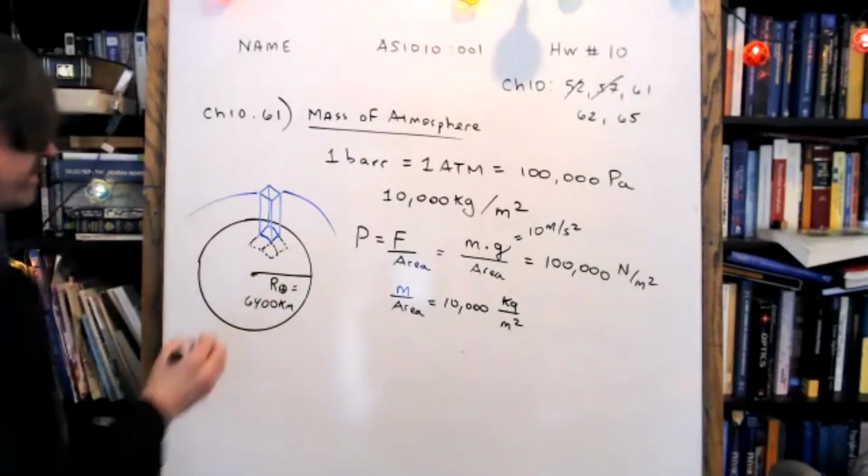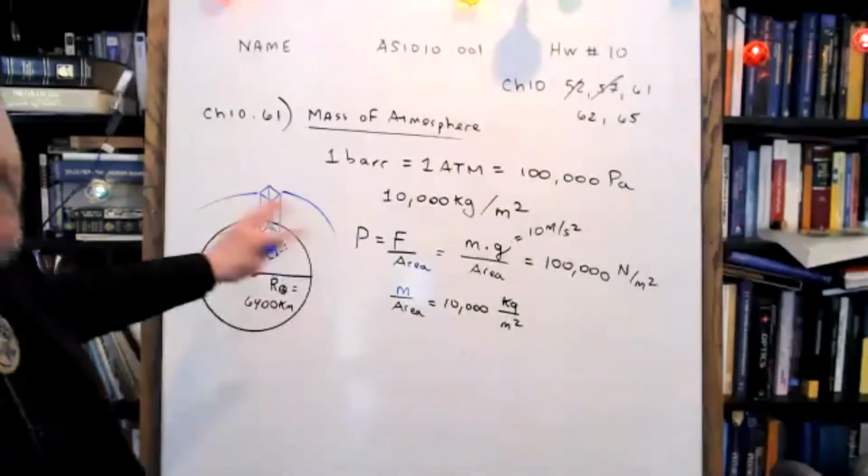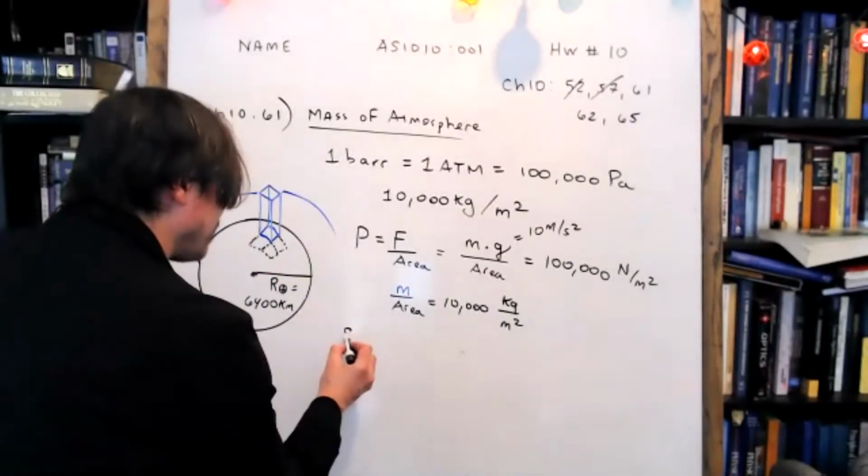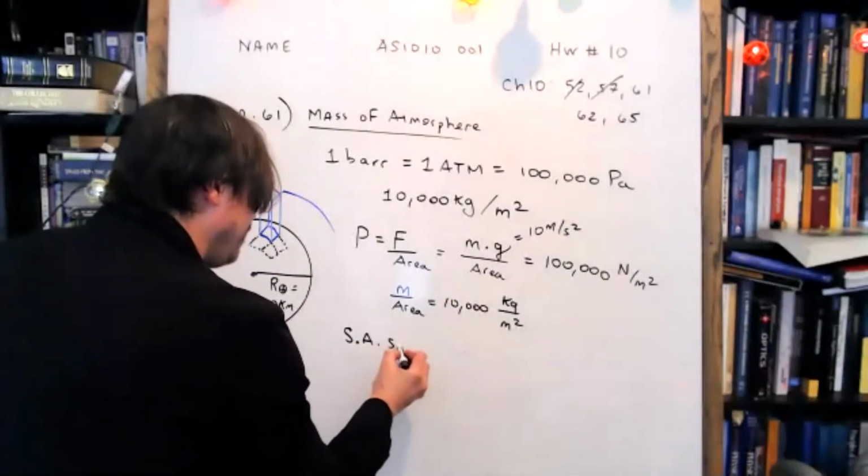However many square meters of area there is on Earth. Square meters. Yeah. If only I knew the formula for the surface area of a sphere.